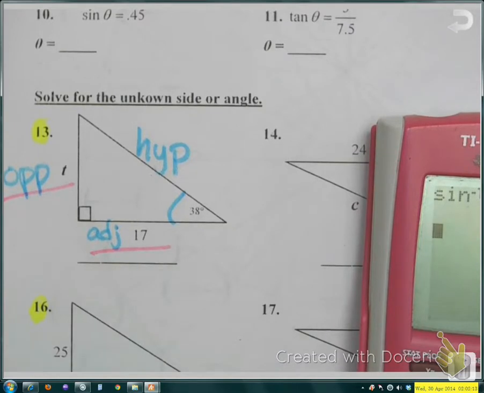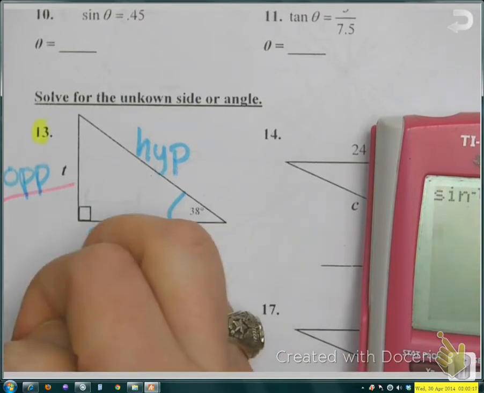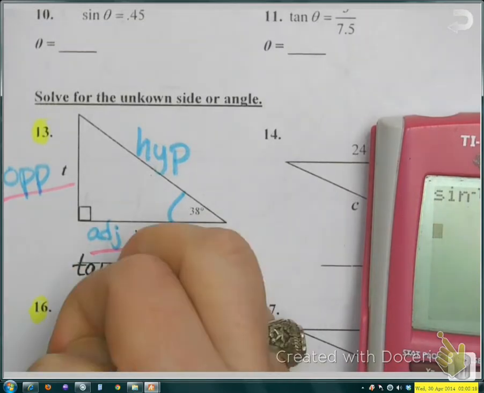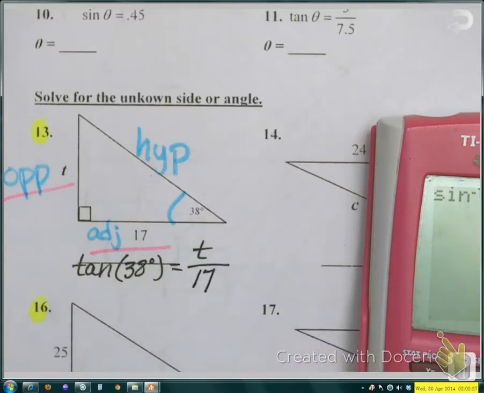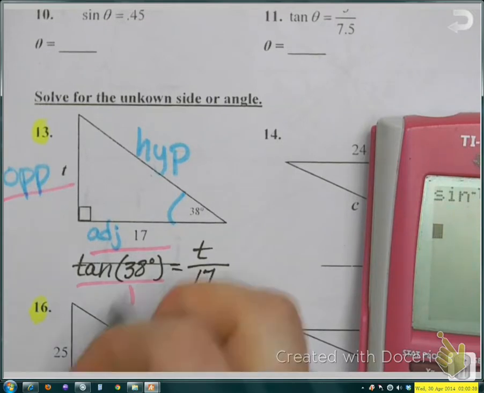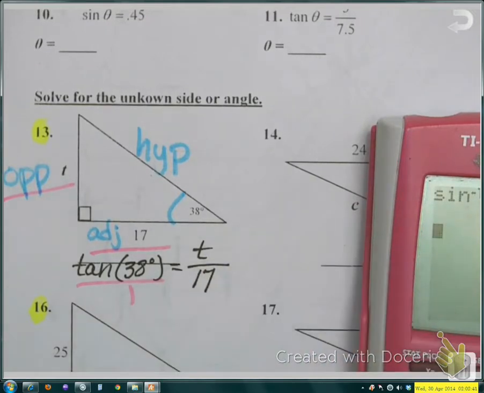Now opposite and adjacent, which trig function has opposite and adjacent? Well, that's tangent. So that means the tangent of 38 degrees equals the opposite, which is t, over the adjacent, which is 17. So now we have to solve for t. Well, this is quite easy. We're just going to put this tan over 1 and cross multiply. When you cross multiply, you end up with 17 times tangent of 38.